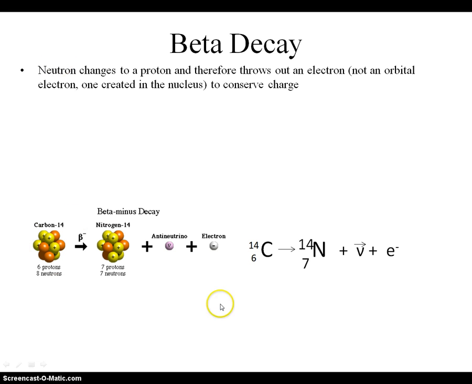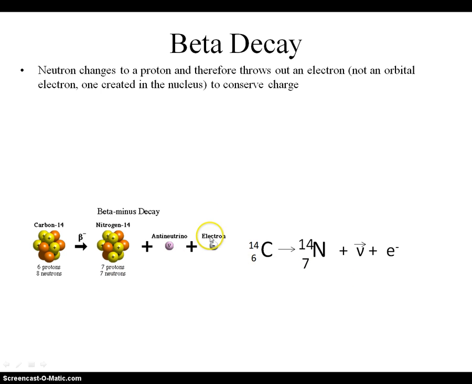Down here shows an example of beta minus decay. So we start with carbon 14, and carbon 14 has 6 protons, and it has 8 neutrons, and a total mass of 14. One of those neutrons becomes a proton. So now instead of 6 protons, you have 7 protons, so you are now nitrogen. Now if you notice, the overall mass does not change because the proton and the neutron have the same mass.